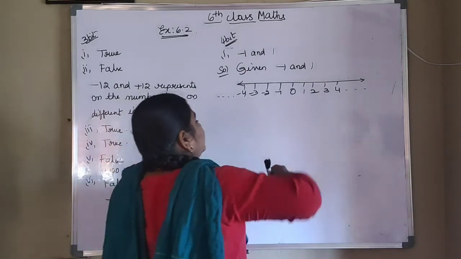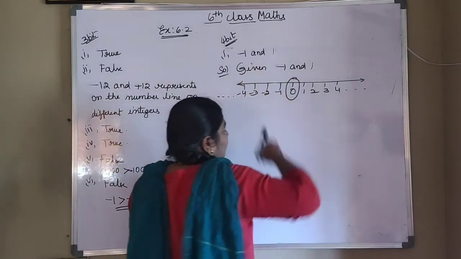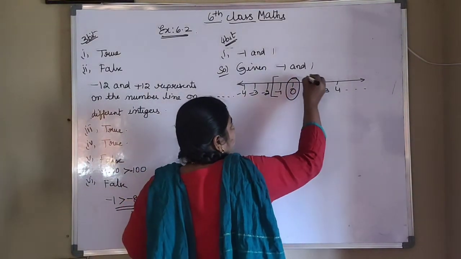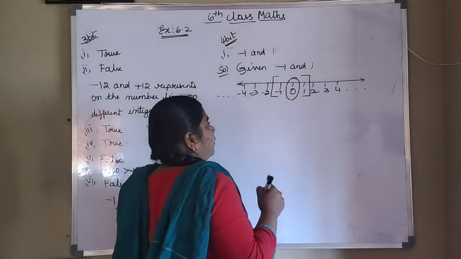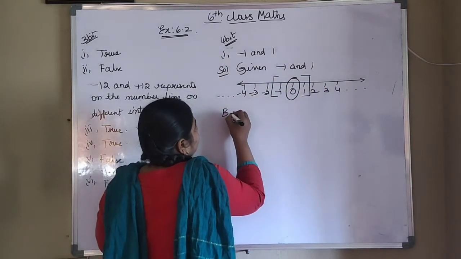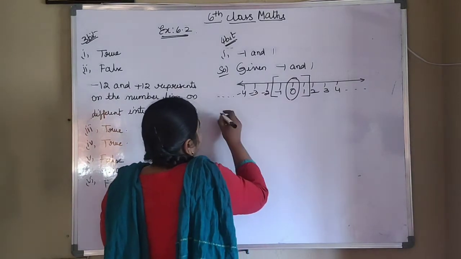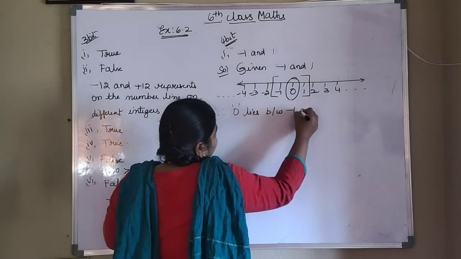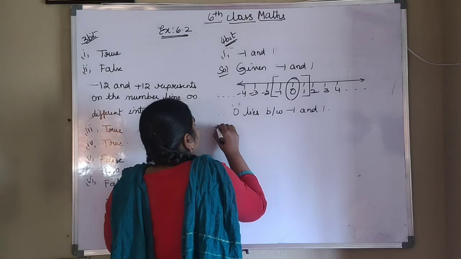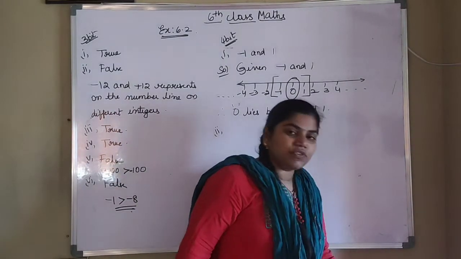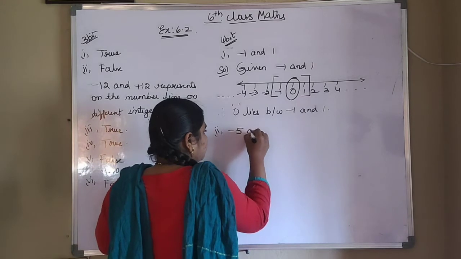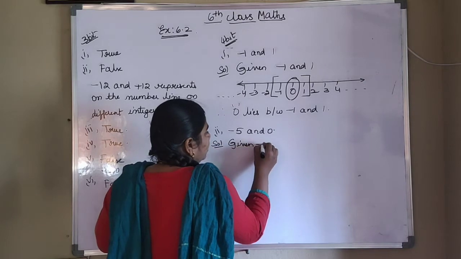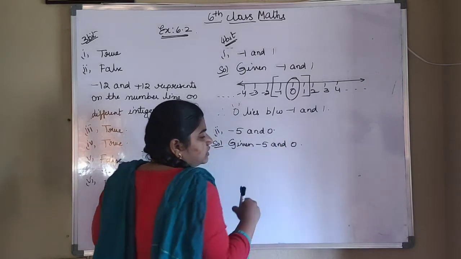Okay, so which value is in between? 0 is in between. Okay, so we have to represent this also. So minus 1 to 1. So 0 is in between. So 0 lies between here. Therefore 0 lies between minus 1 and 1. So second one, minus 5 and 0. Minus 5 and 0. So they have given minus 5 and 0 here.